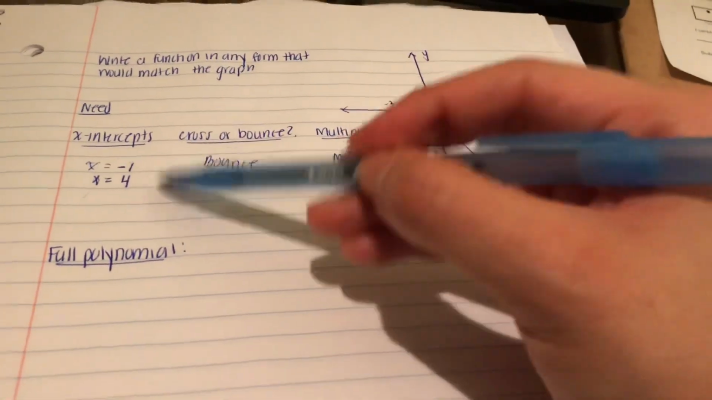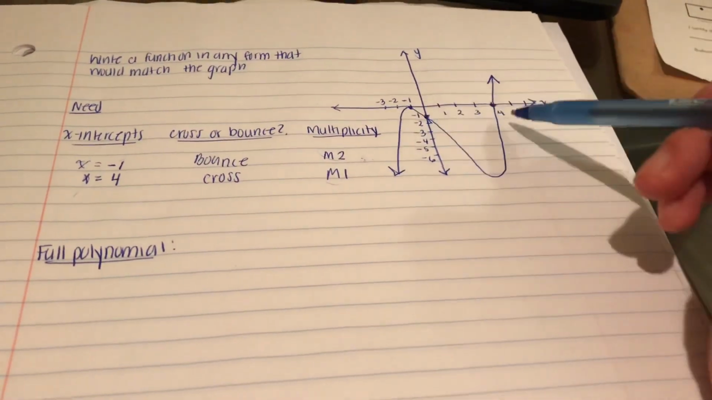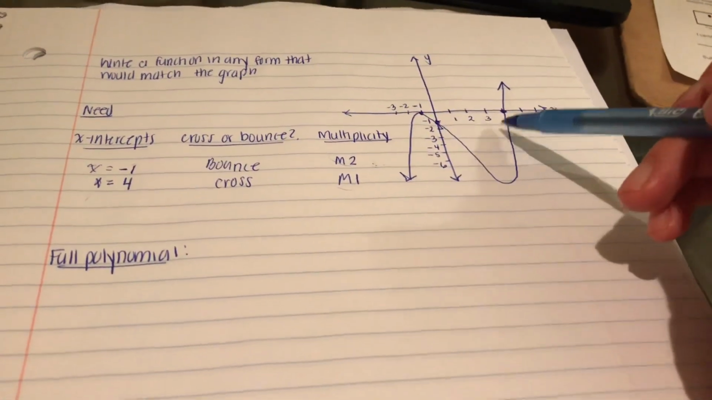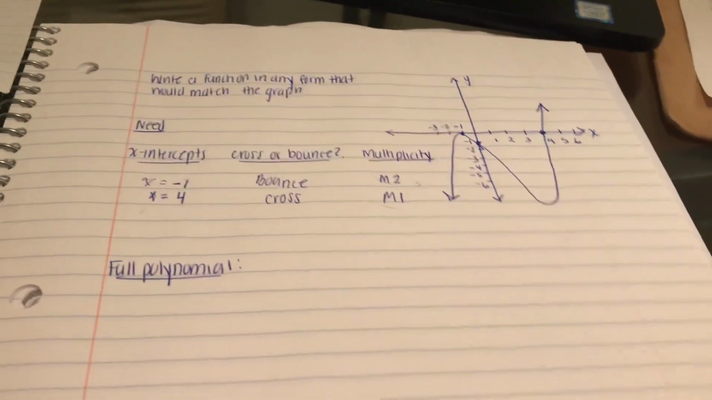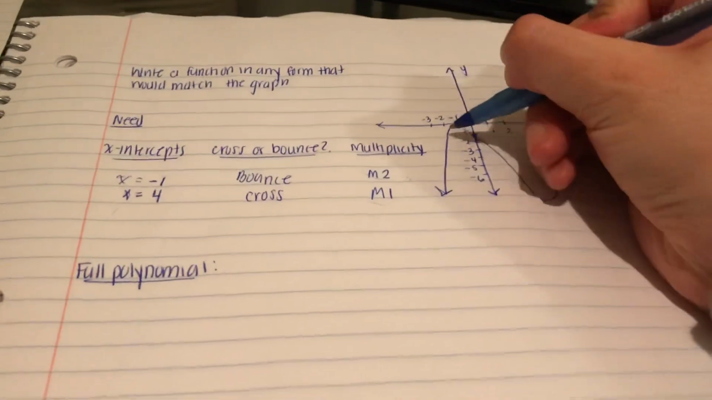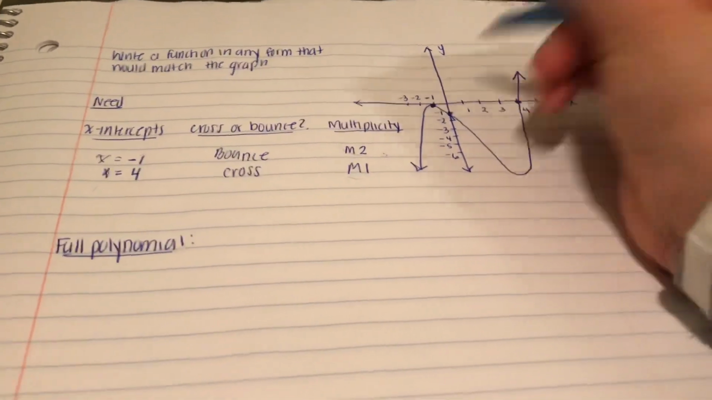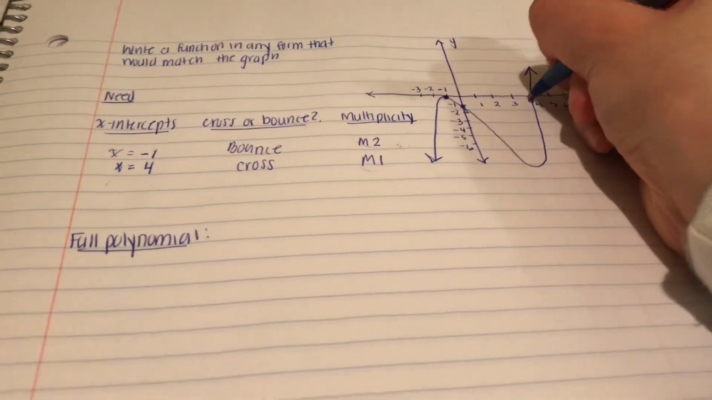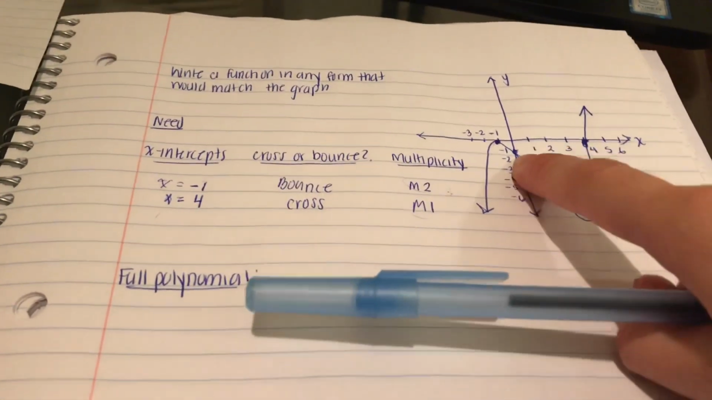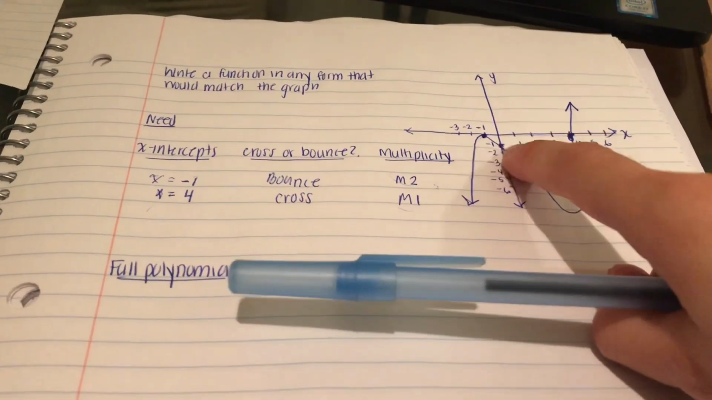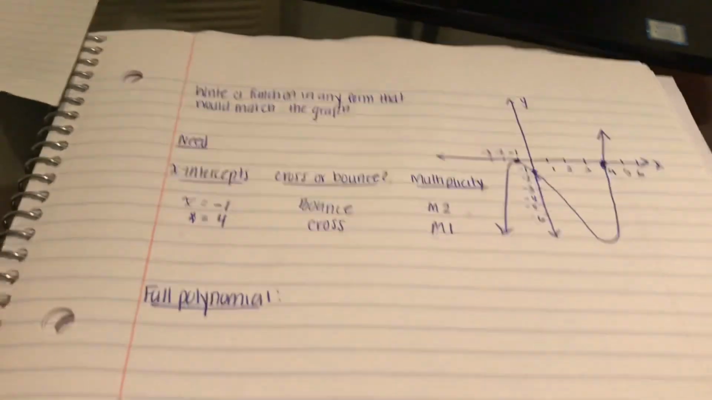And don't forget, x-intercepts are points where the graph touches the x-axis. I know earlier I said crosses, but I should be more specific and say it touches the x-axis. So at this point, the graph touches the x-axis. At this point, the graph touches the x-axis. This is not an x-intercept because the graph is touching the y-axis, not the x-axis in there.